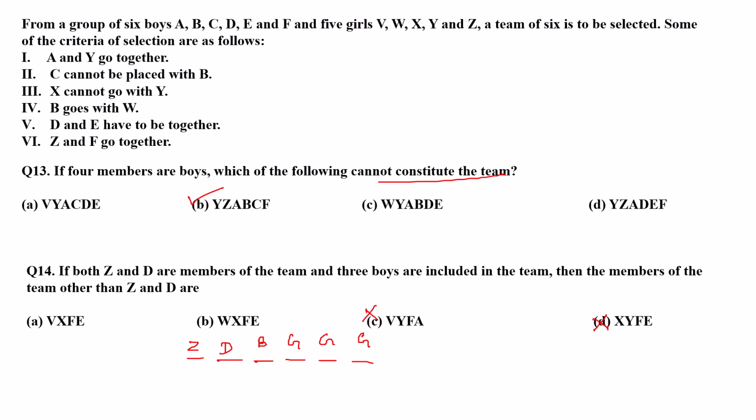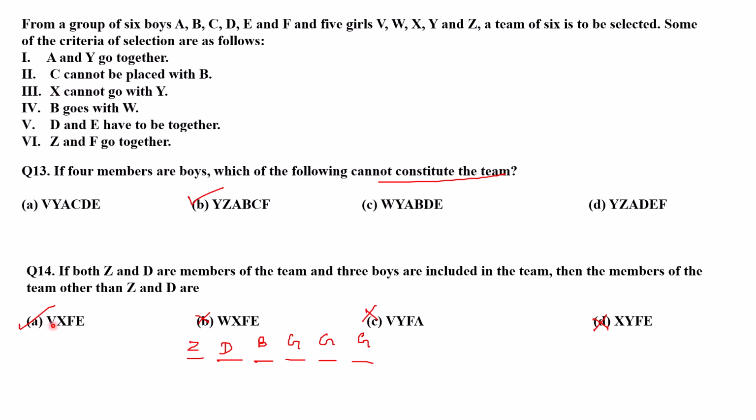Now next, it is given that B goes with W. So if W is there, B should also be there. Here W is there, but B is not, so this is also not the correct team. So I'm left only with option A, and if you see, this option satisfies all the criteria.